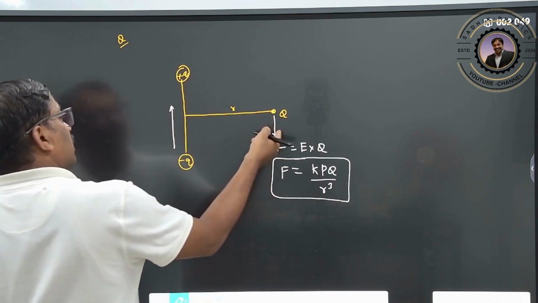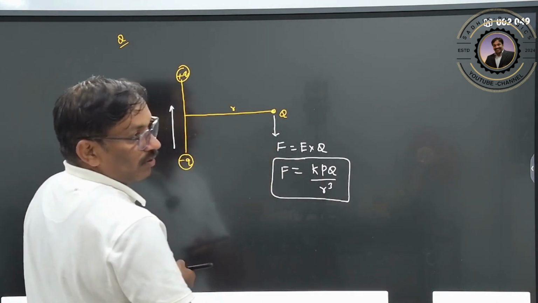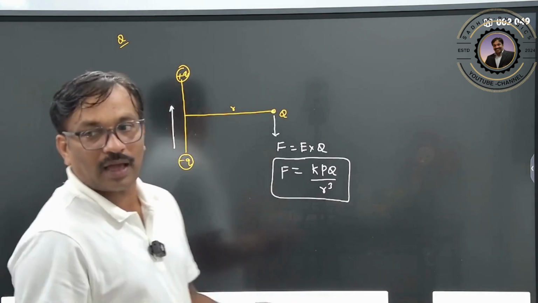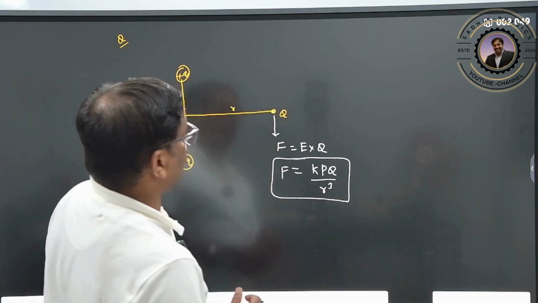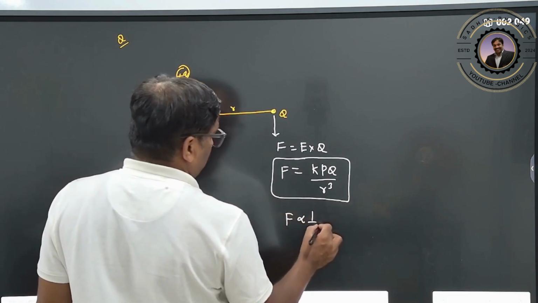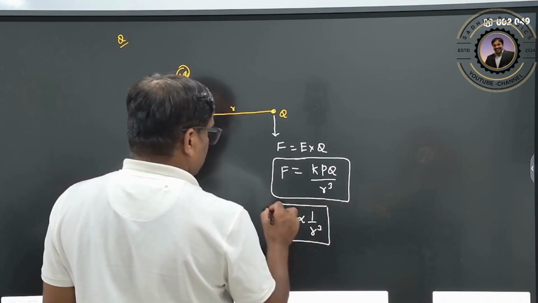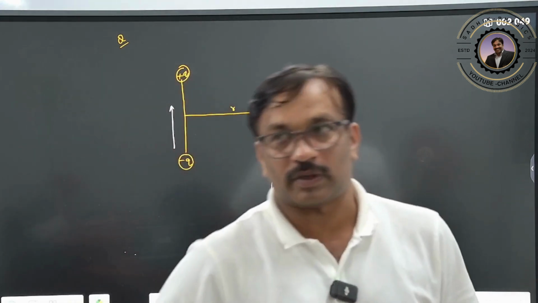That much amount of force is also acting on the dipole. Like Newton's laws, action and reaction: this is the force acting on the charge, and the same amount of force is acting on the dipole. So the force acting on the dipole is inversely proportional to r cube. Just now I said, the force between a dipole and a charge is inversely proportional to r cube. Clear?